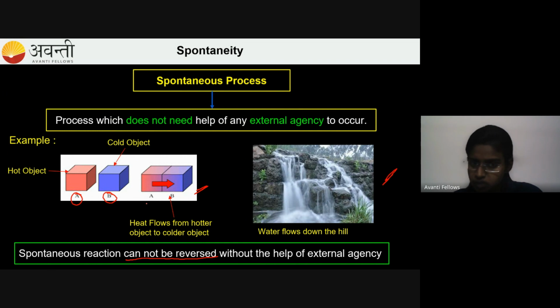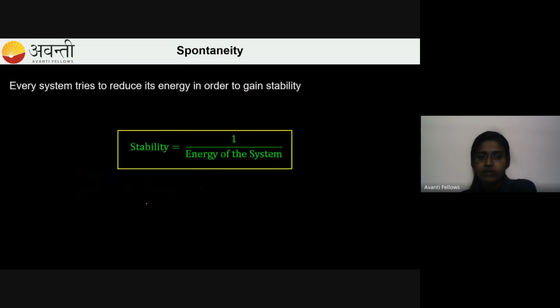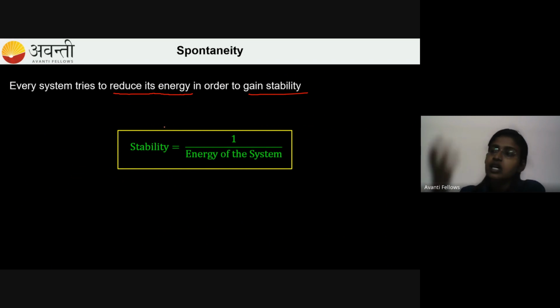Now, with this concept, I would like to go to the next slide. Every system, if you take, tries to reduce its energy to gain stability. We all know this relation from before. When we were discussing chemical bonding lessons, I told you that stability is inversely proportional to energy. If a system has very little energy, then only can we say that the particular system is more stable in nature.